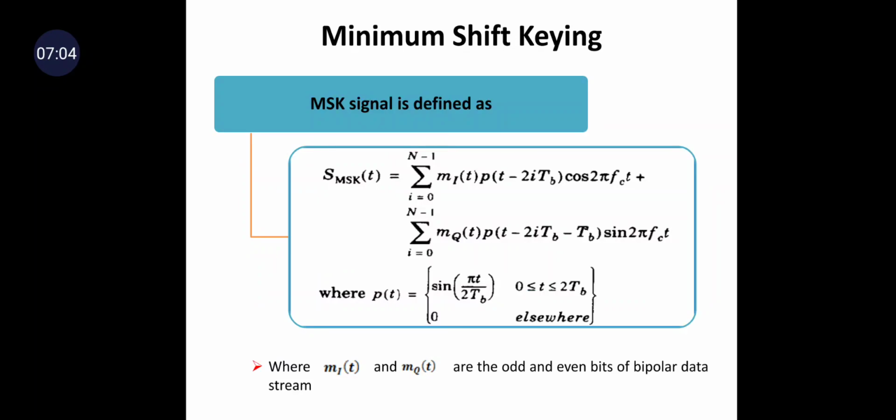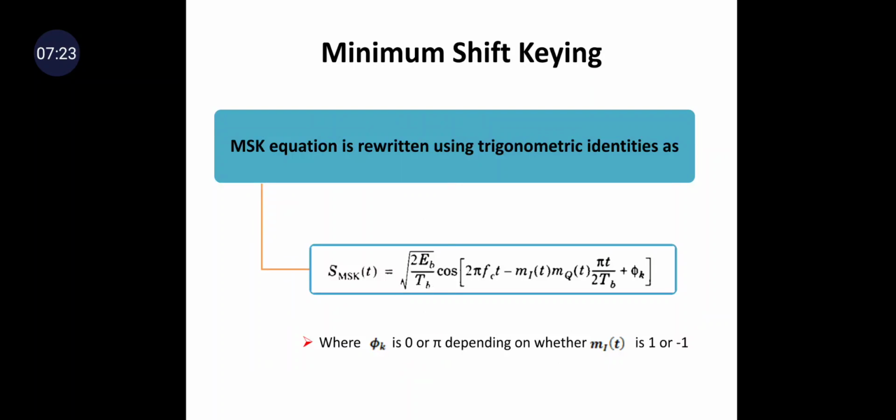Let's see the definition of the MSK signal. The MSK signal can be represented in a mathematical expression. It is given by this equation. Here mI of t and mQ of t indicate the odd and even bits of the bipolar data stream. This is the representation of the MSK signal.